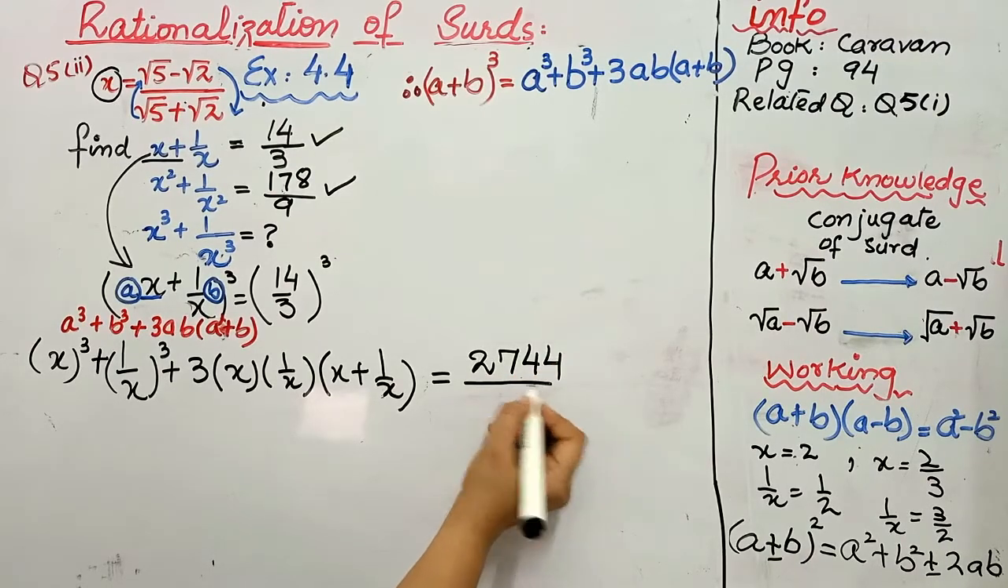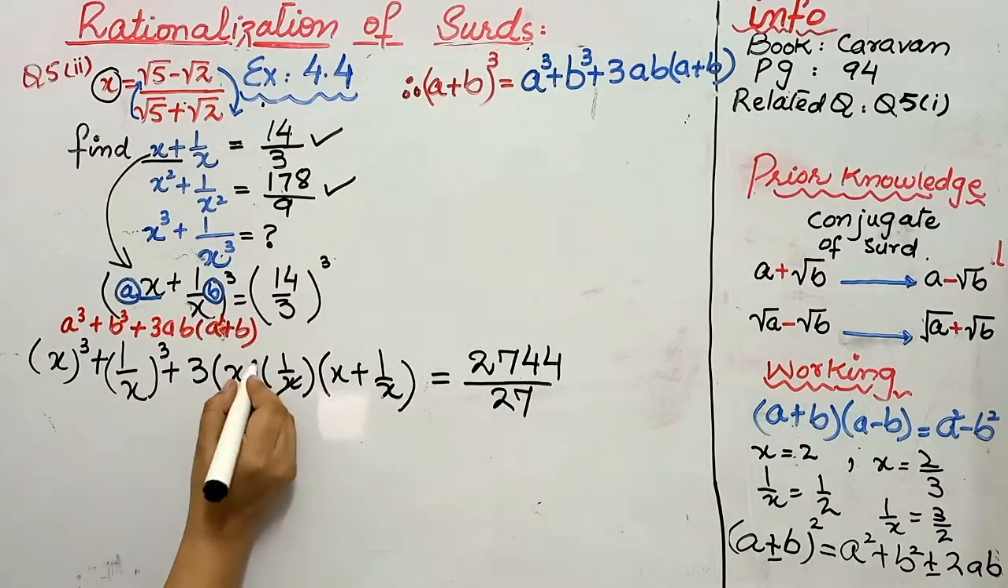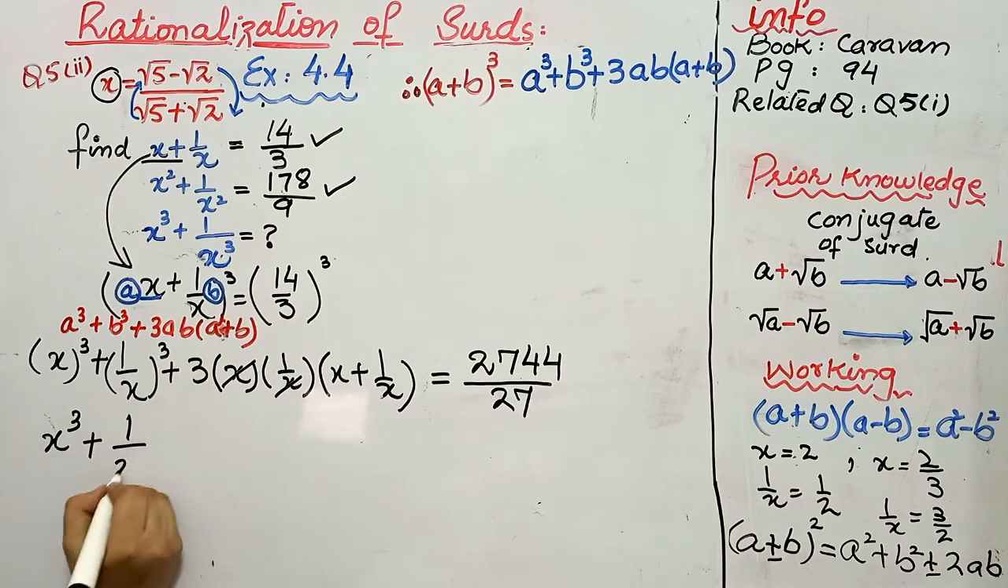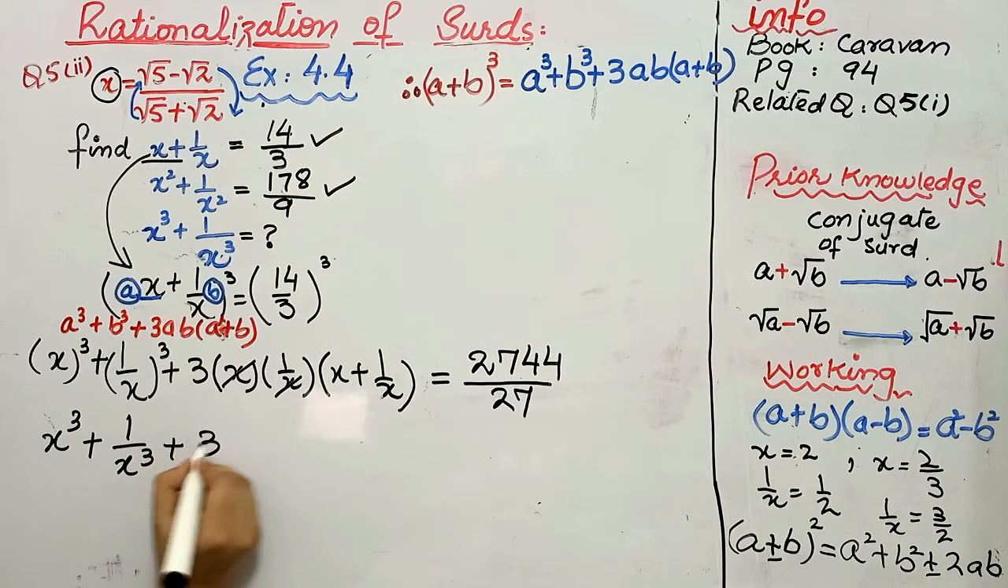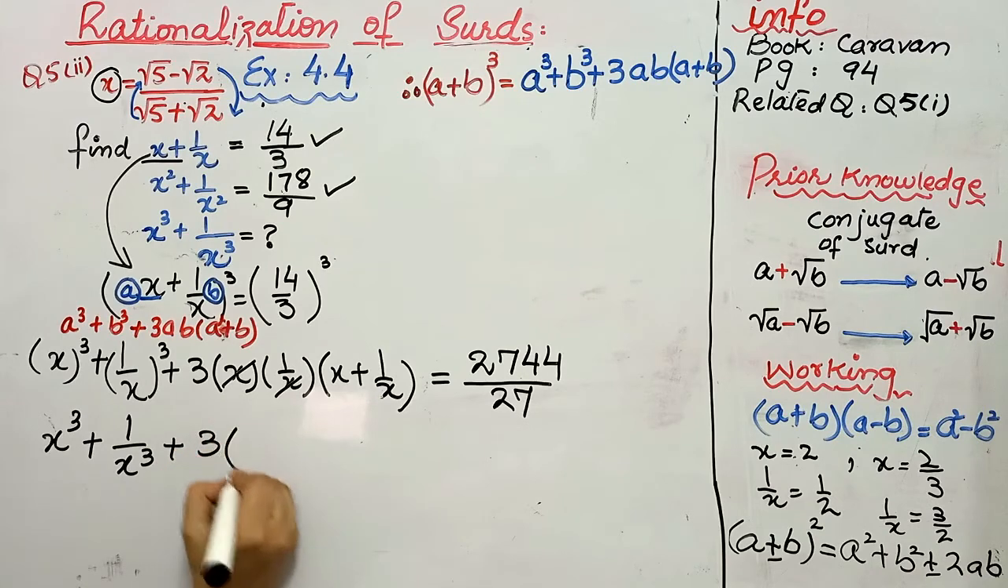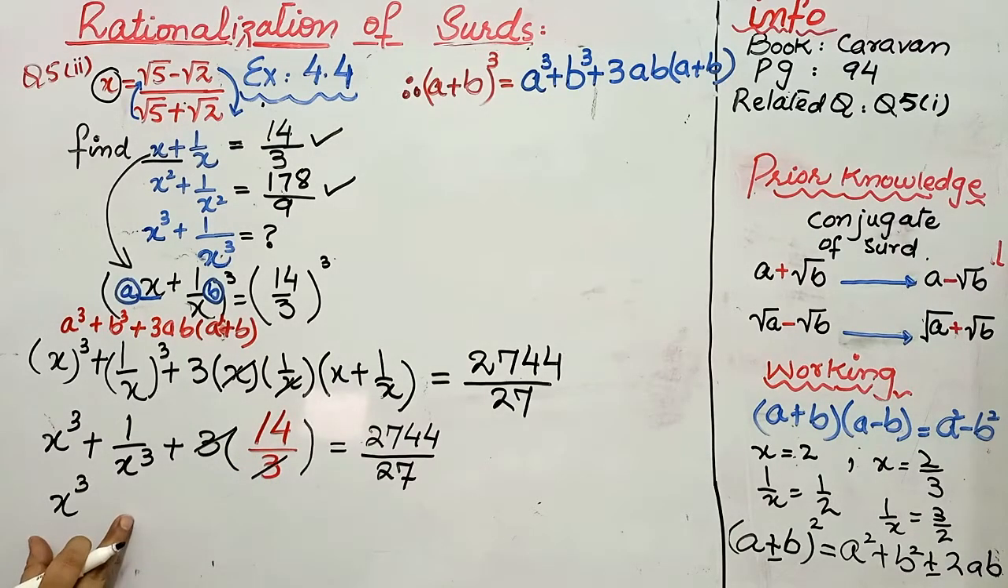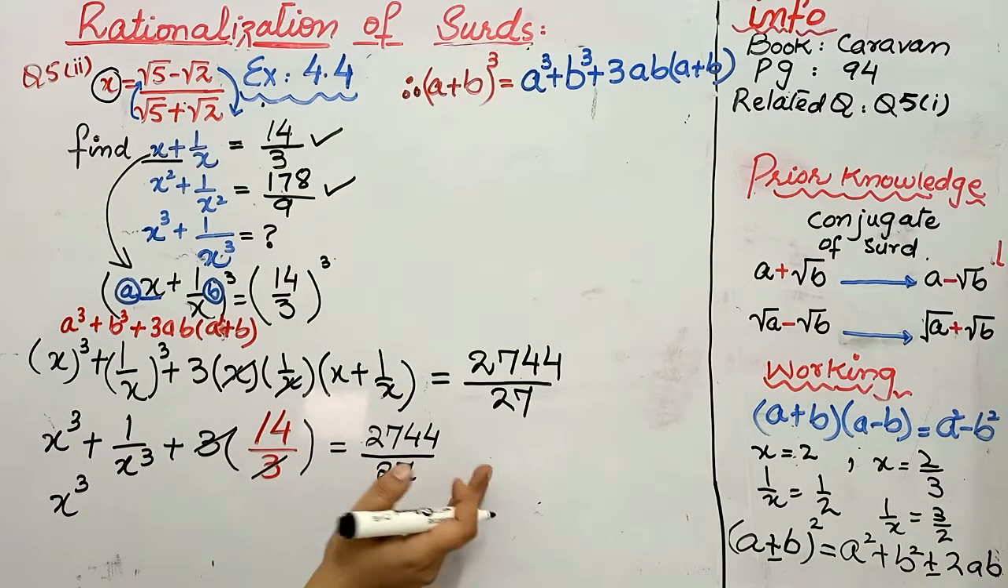2744 divided by 27. This will be cancelled. So it is x cube plus 1 upon x cube, plus 3 into... See here, what is the value of x plus 1 upon x? It is 14 upon 3. We have to find out just the value of x cube plus 1 upon x cube. So all the remaining ones we have to move over there.